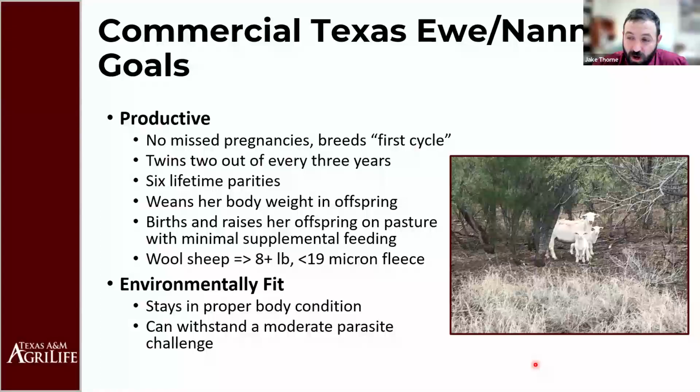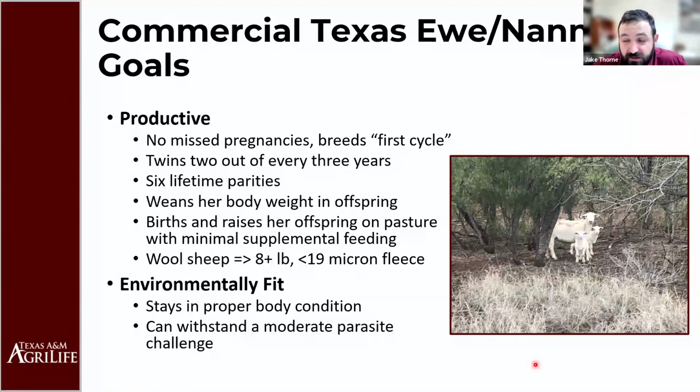And so I want all of the ewes or females in our flocks and herds to make sure and get pregnant every single year. No missed pregnancies, and I'd really like them to breed first cycle. So what that means is that the estrus cycle of a sheep is 16, 17 days, somewhere in there. If we expose them to the rams for breeding season, let's say a 40-day breeding season, I'd really like those females to get bred in the first 17 days, or the first half of that breeding season.